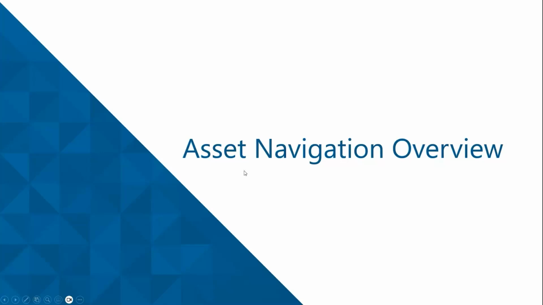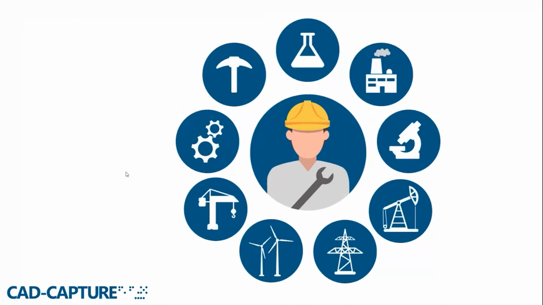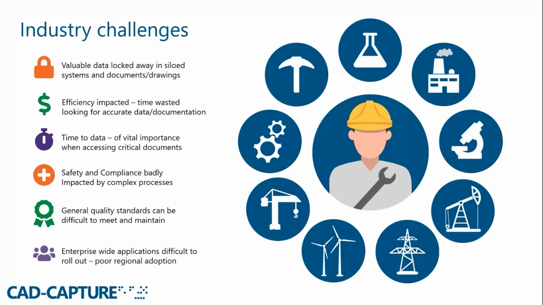Starting with the asset navigation overview, it's mainly focused around asset intensive industries, so anyone who is creating, maintaining, operating or handing over information and data around large scale assets. Here are some examples of the industries where it has a place. The thing we see in common with all of them is the difficulty people and organizations have in accessing information in the right way at the right time. That means inefficient processes, lots of time wasted looking for data, and the knock-on impact of poor levels of safety, compliance and quality. All of these are things that our system can help improve.